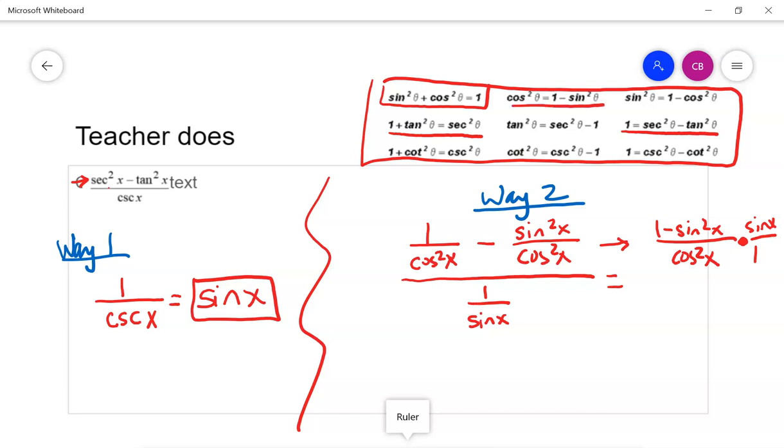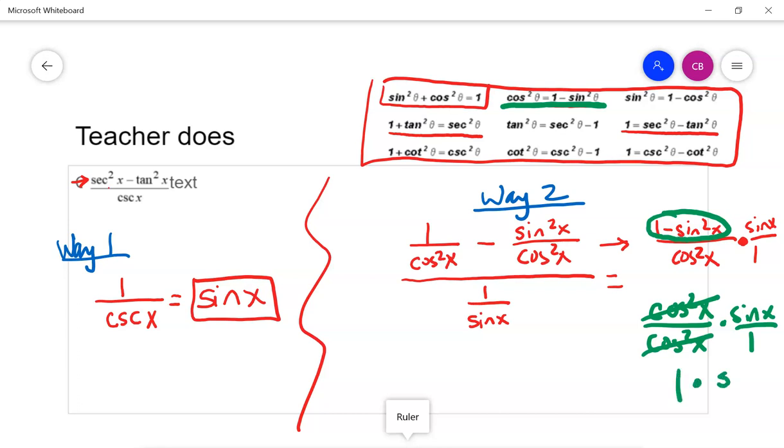Here, let me use a different color. Okay, it's that identity. And I know that because sine squared plus cosine squared is 1. So this part right here is just cosine squared x. So I'll just rewrite that. And now you can see why these things cancel out to just give us 1 times sine x over 1, which is just sine x.